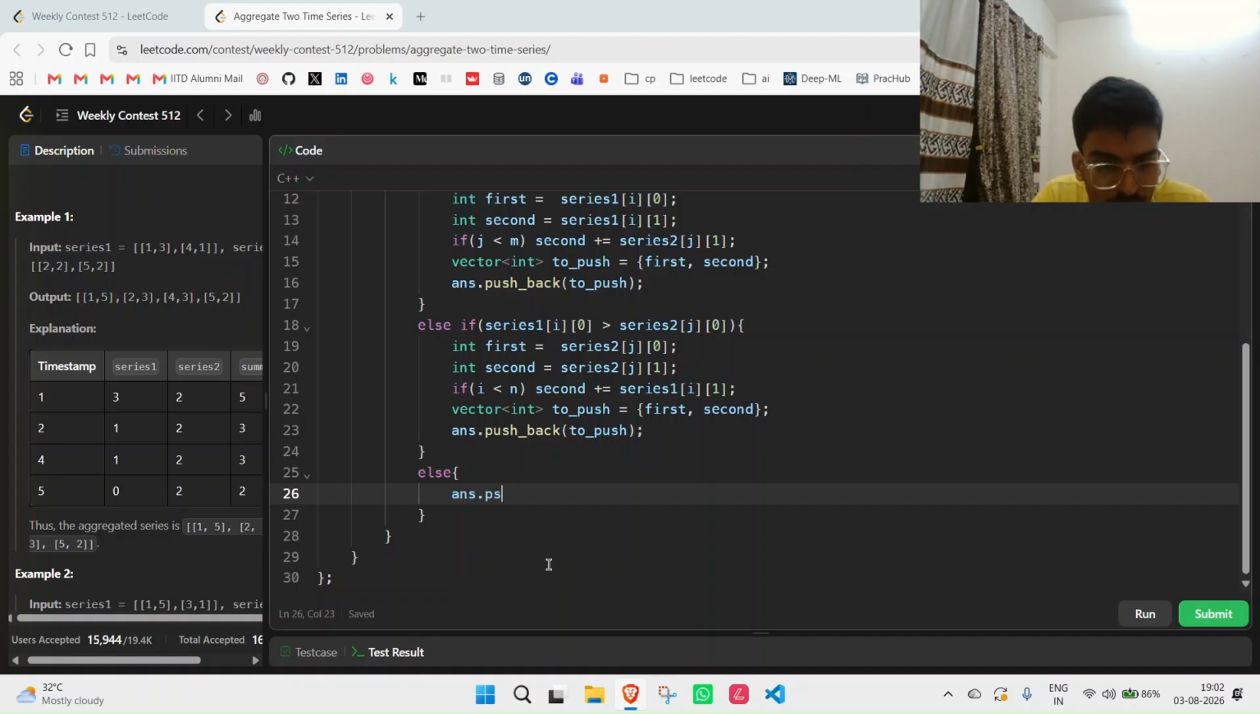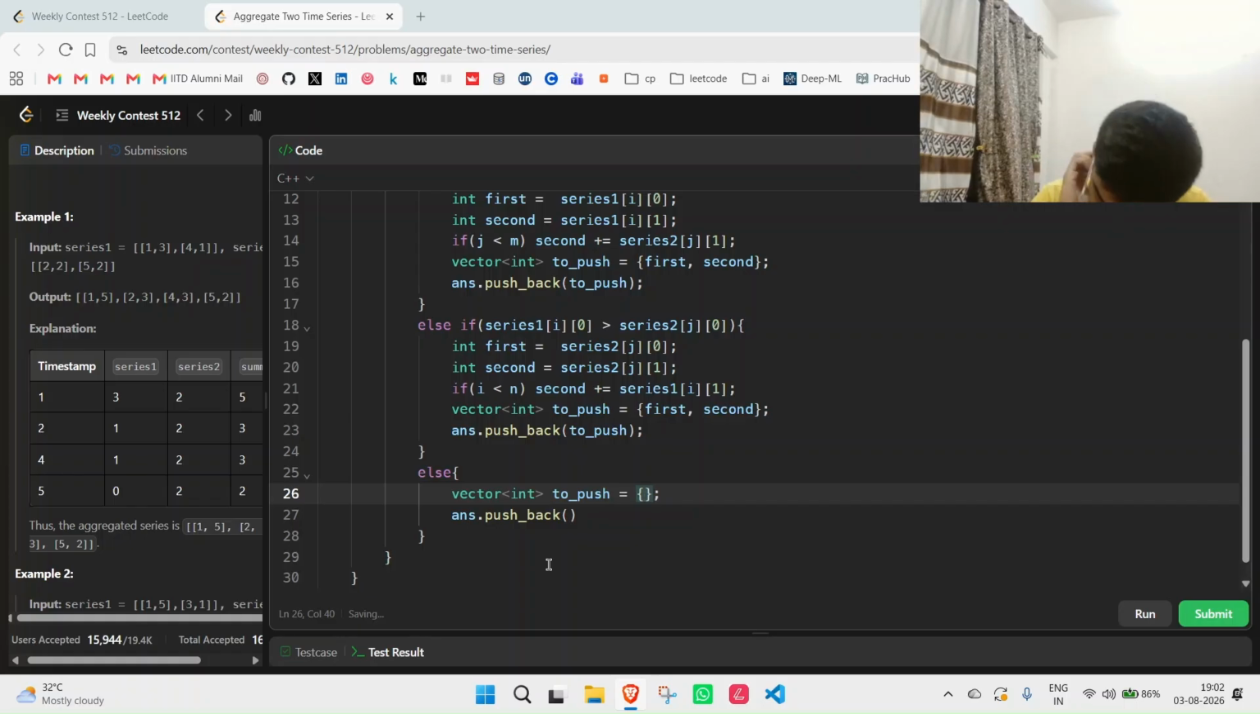In just the answer, suppose one is 1 comma 4 and the other is 1 comma 2, then the answer will be 1 comma 6. So we have to add the value, right? We can push back. You can write it in push back itself. If both are the same, series 1 of 0 or series 2 of 0, then push that, series 1.